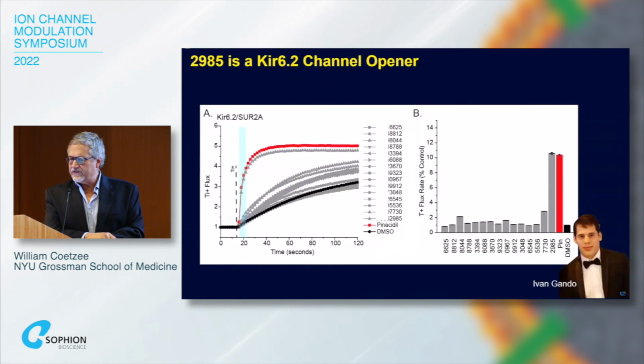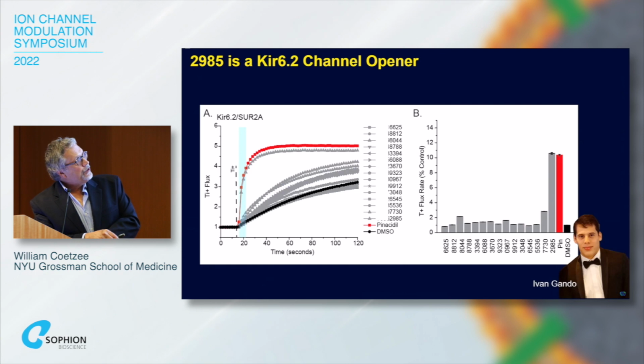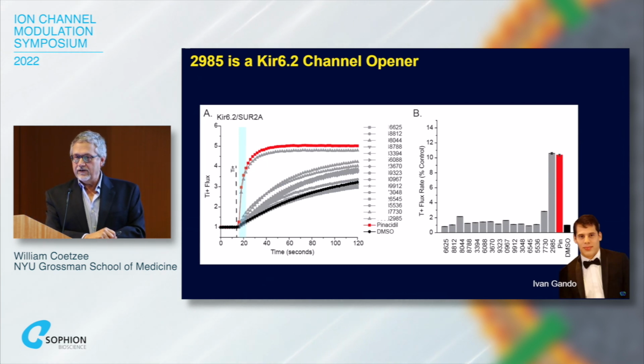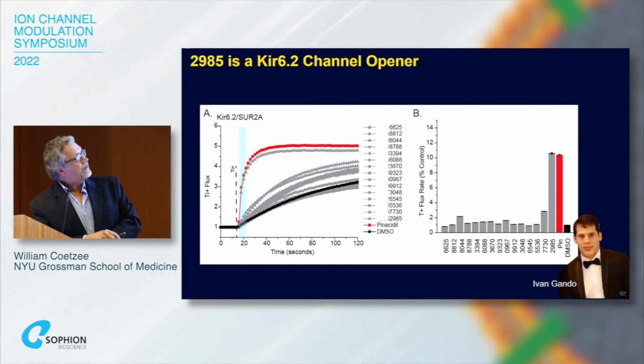What you see here is a stable cell line that's been put in this FlexStation. And we're looking at pinacidil as a positive control. Pinacidil is a known, well-characterized KATP channel opener. And when pinacidil is added, in red over here, upon the addition of thallium, you can see a very, very steep increase in intracellular thallium fluorescence, showing that we've got a valid method.